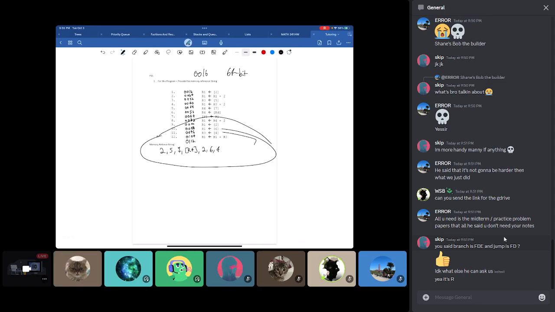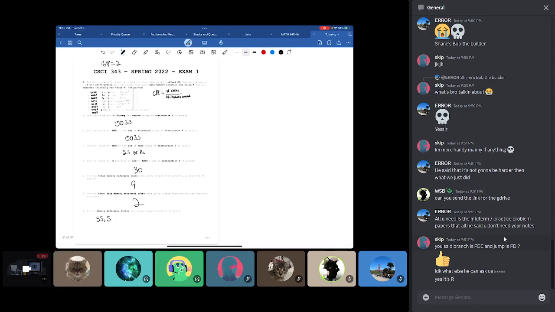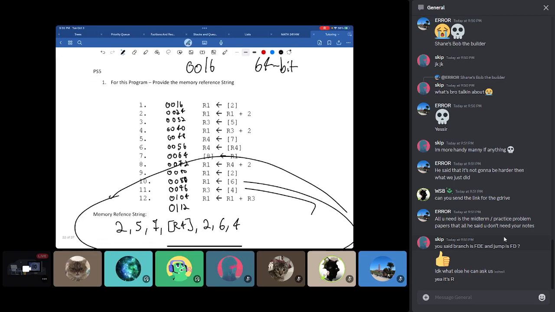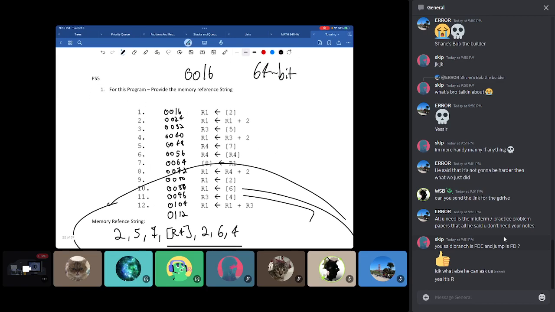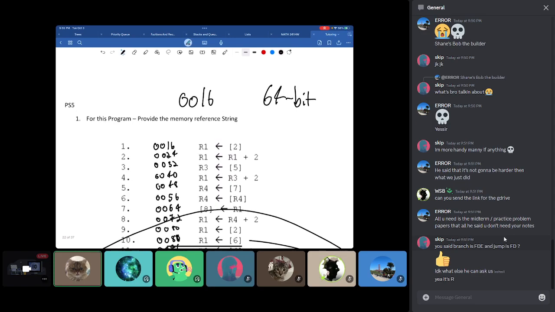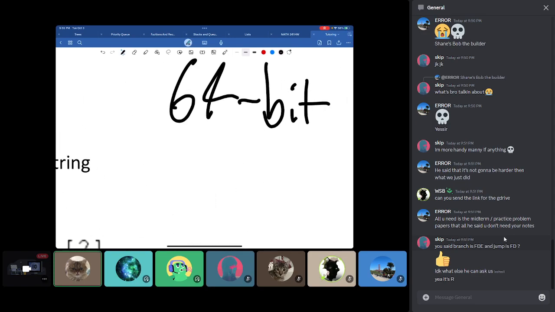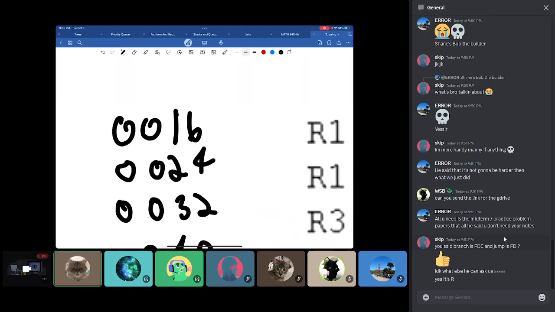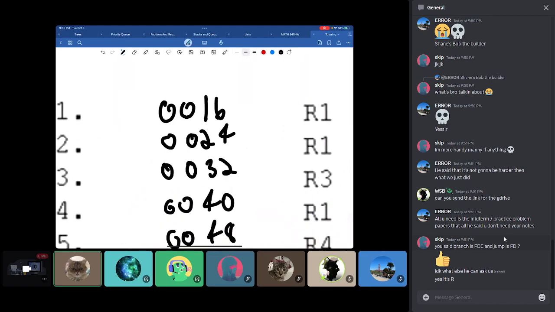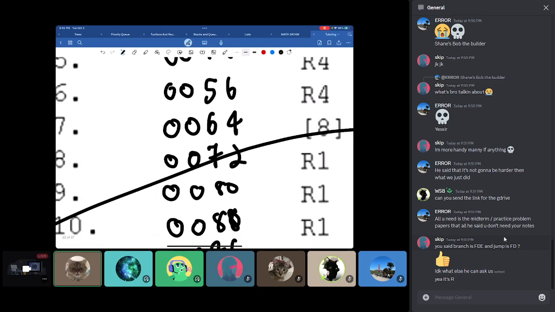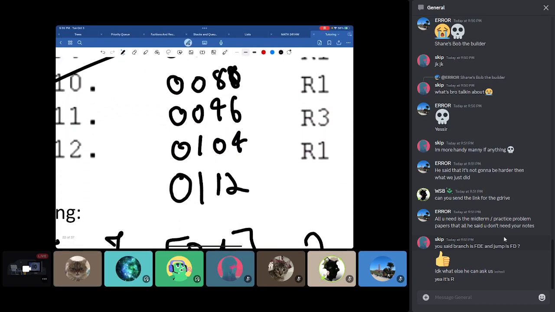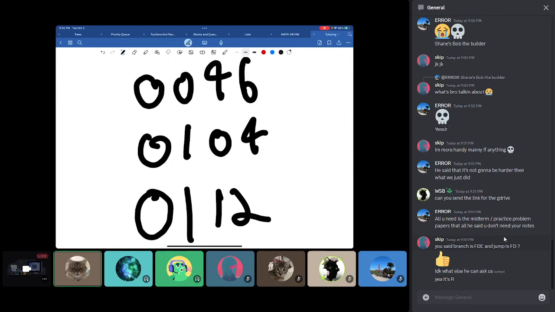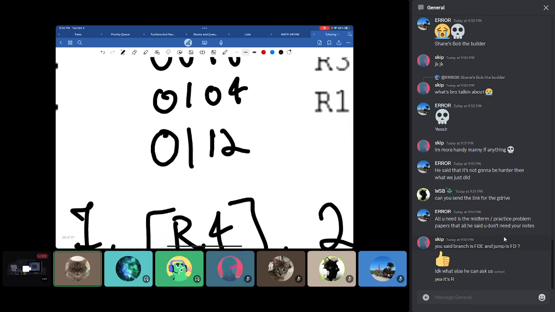Let me see. Oh, yeah, we did this as well. If this is a 64-bit, that's 64 divided by 8, so you're incrementing by 8. So let's say we start at 0016, increment by 8, and you go all the way up to 0112, because you go up to 0104, and you go up by 1.